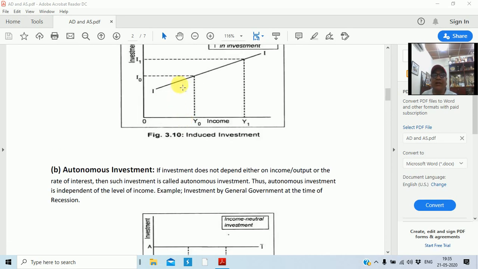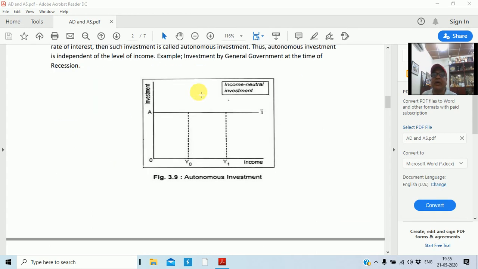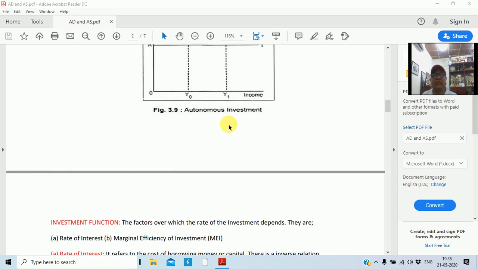On the other hand, the investment which depends upon income, more investment, is called induced investment. So it depends upon income. That's why it is called dependent investment. And the other has nothing to do with income, so it is called independent investment or autonomous investment.